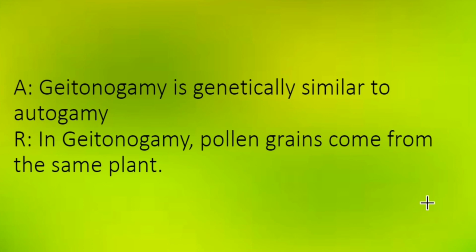Assertion: geitonogamy is genetically similar to autogamy. Reason: in geitonogamy, pollen grains come from the same plant. So we know that it is genetically similar to autogamy because it is from the same plant. So here assertion is correct, reason is also correct, and this gives the correct explanation of assertion. So option A is the answer.